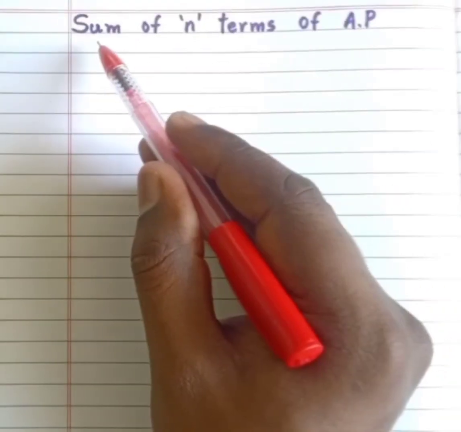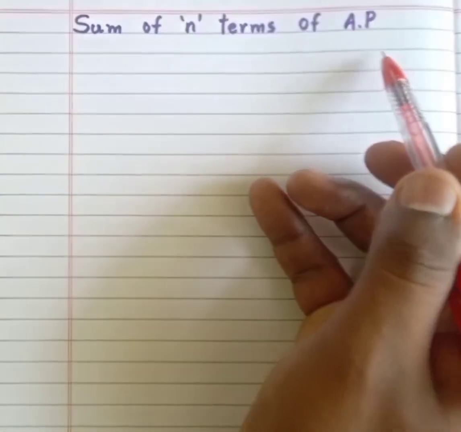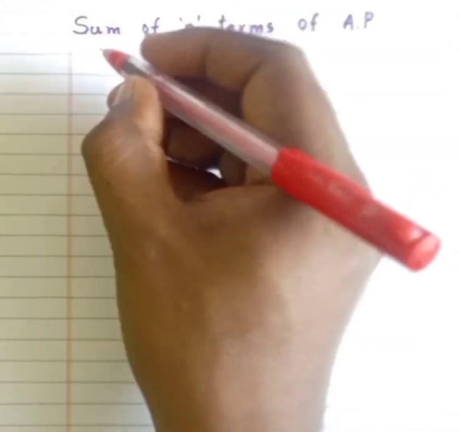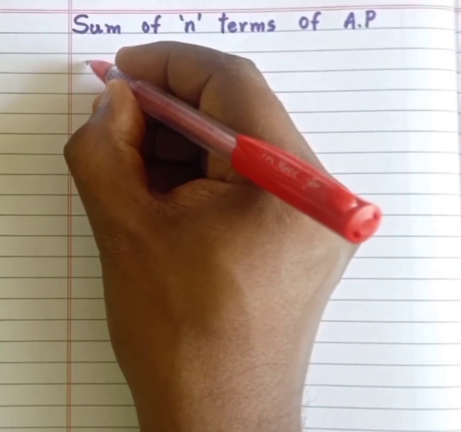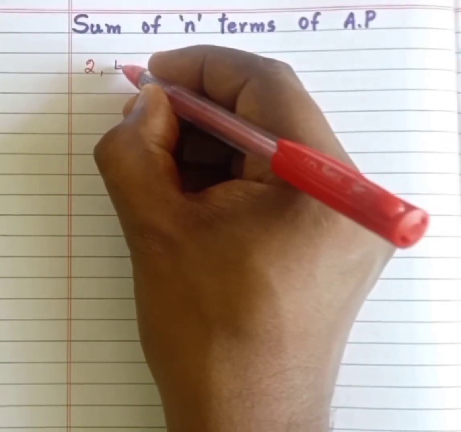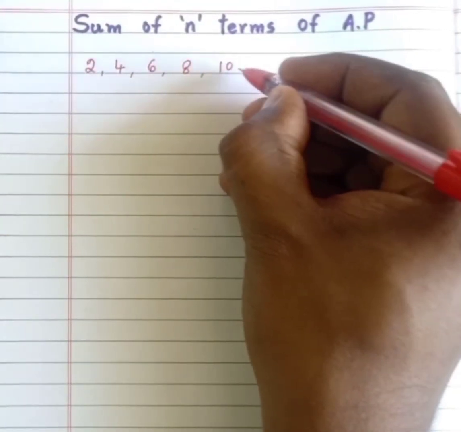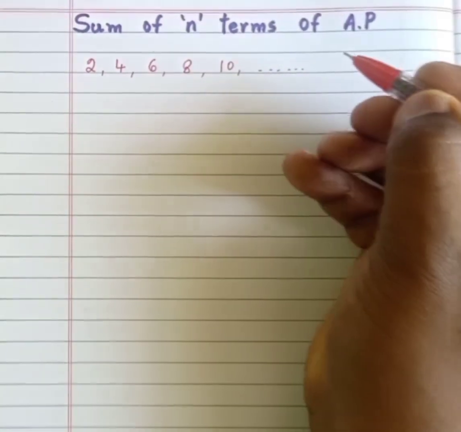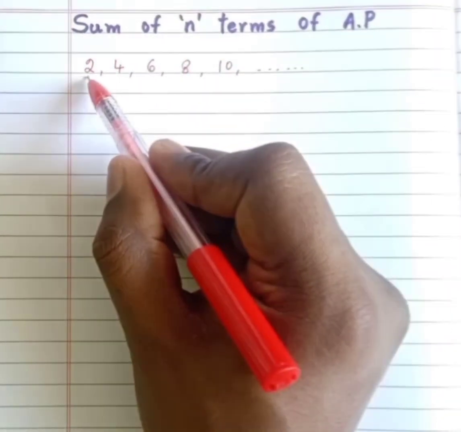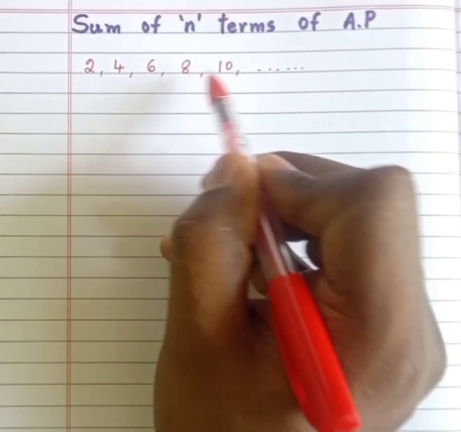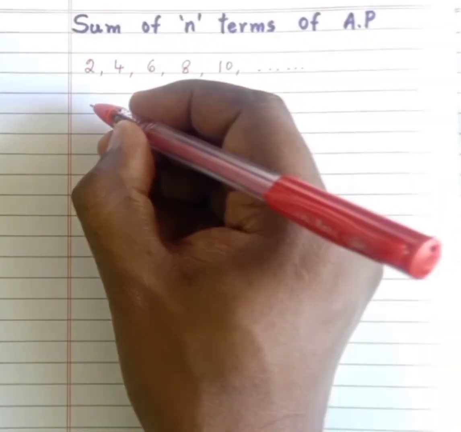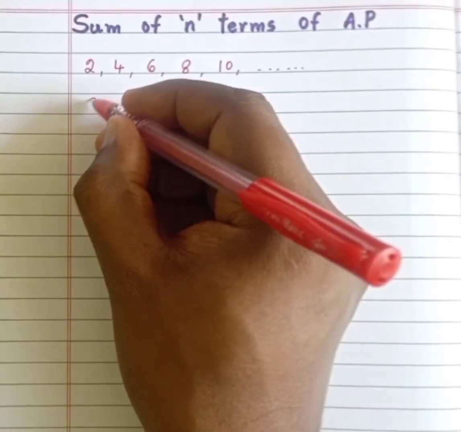Hello students, today in this video we learn about the sum of n terms of an AP. Consider an example AP: 2, 4, 6, 8, 10 and the list goes on. Now the first term is 2, the second term is 4, the third term is 6, the fourth term is 8, the fifth term is 10 and it goes on.